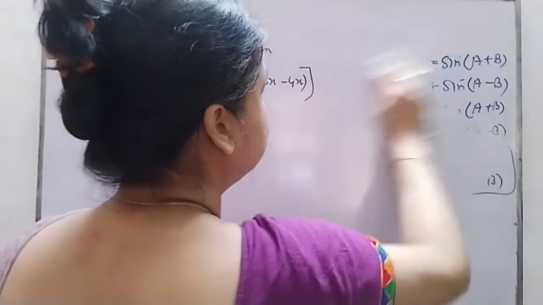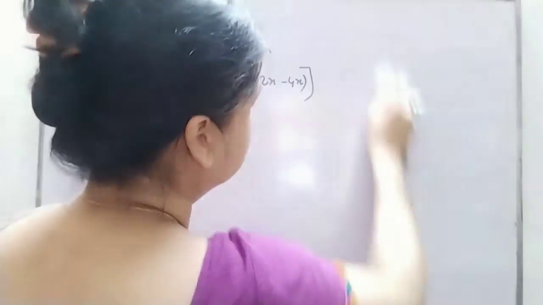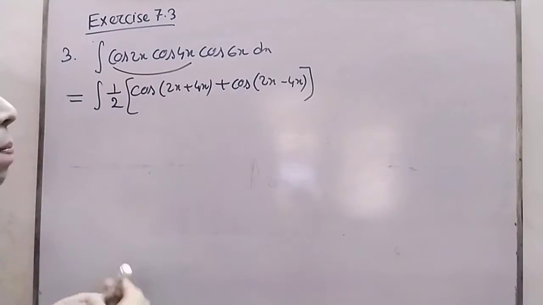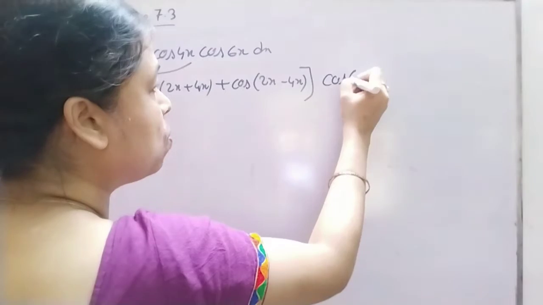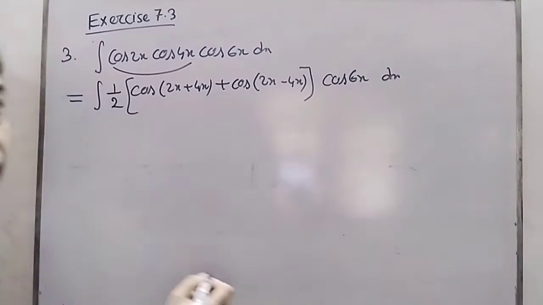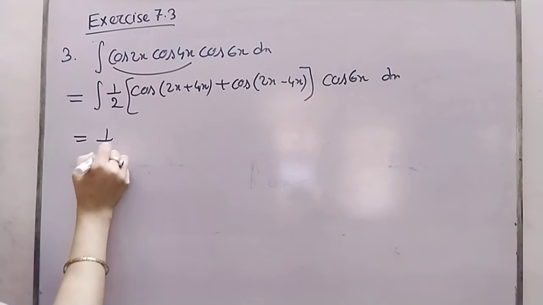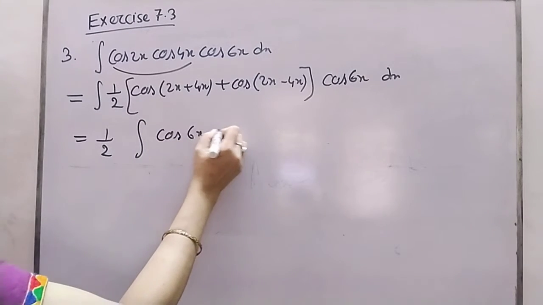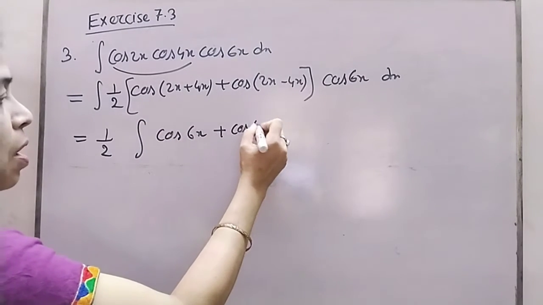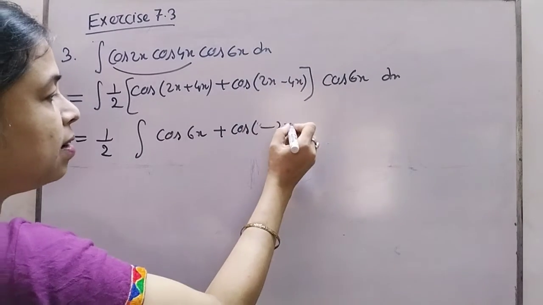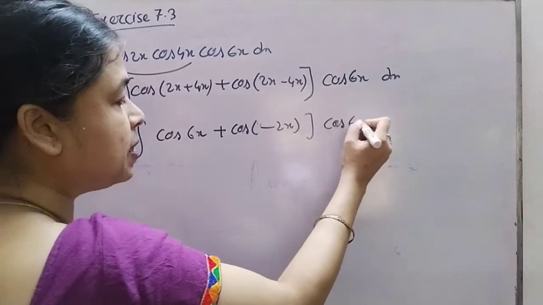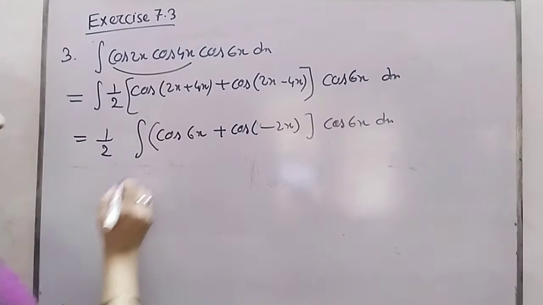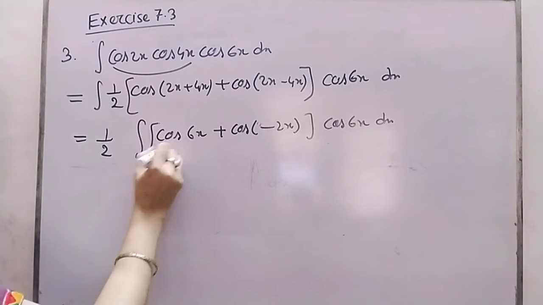Because I don't have space here. So first 2 terms are combined, but there is one more, that is cos of 6x into dx. Now do the simplification part, half is constant. Integration is what? This will combine, give you cos of 6x, this is cos of minus twice x is there, no? Into whole into cos of 6x into dx. That is done.